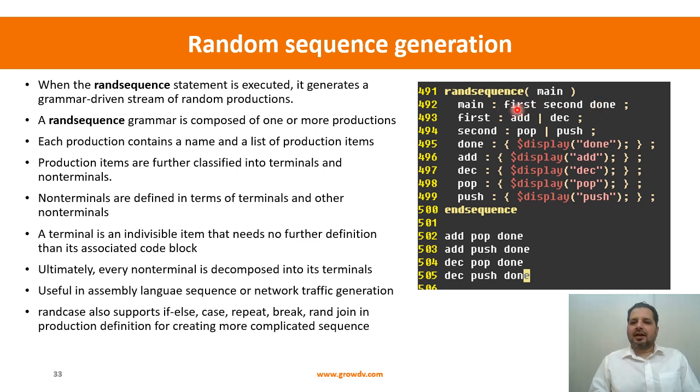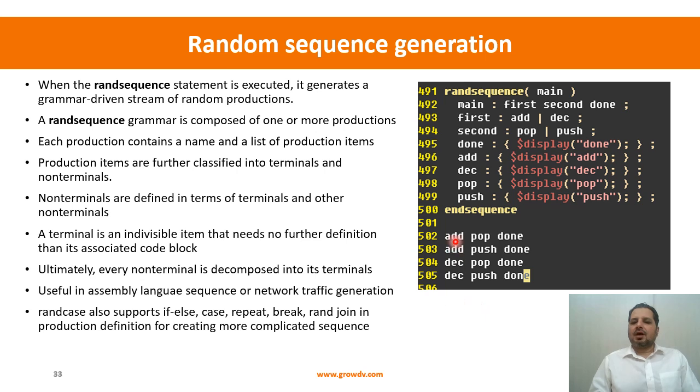Okay, so it will generate first, second and done. So it will always generate in this order. Something needs to happen first, then the second one will happen, and then done will happen. But when it picks the first, it can either pick add or it can pick decrement. It can pick any one of them.